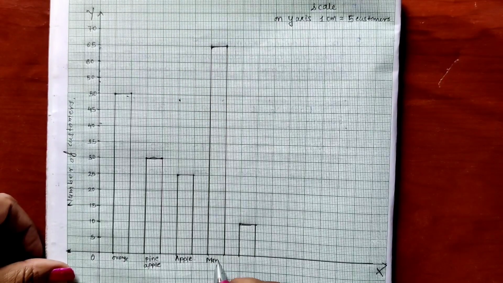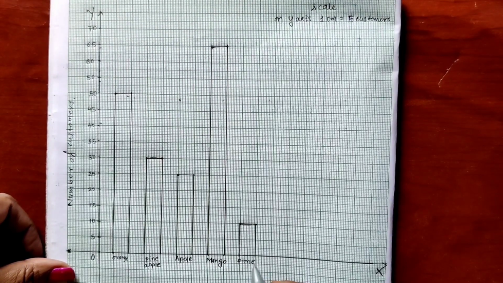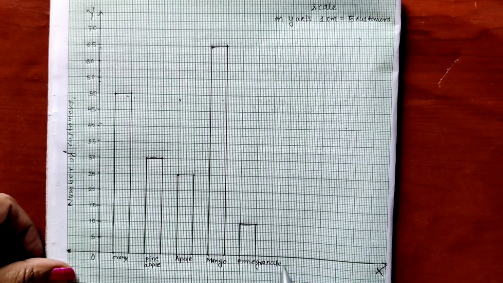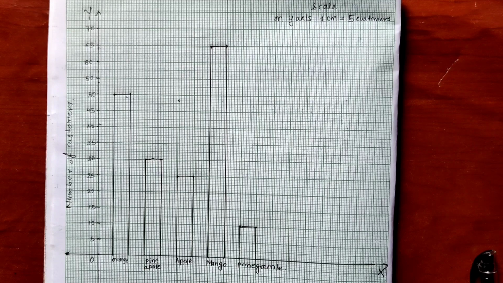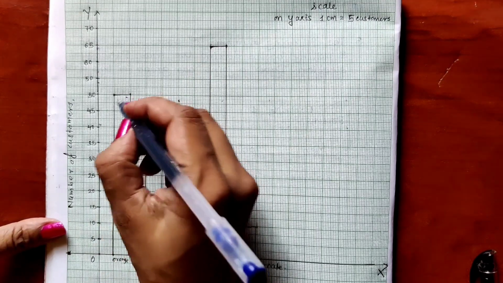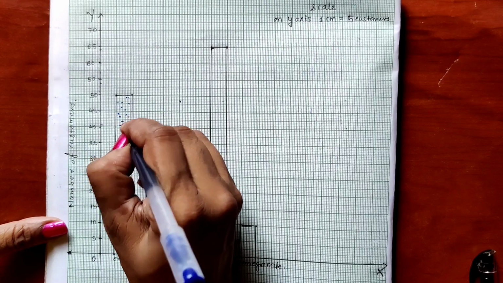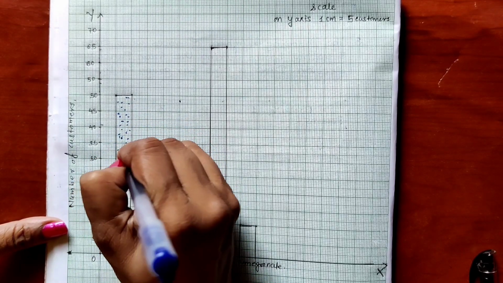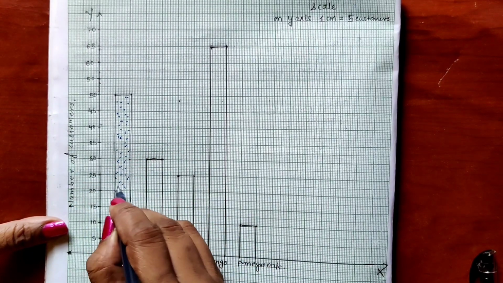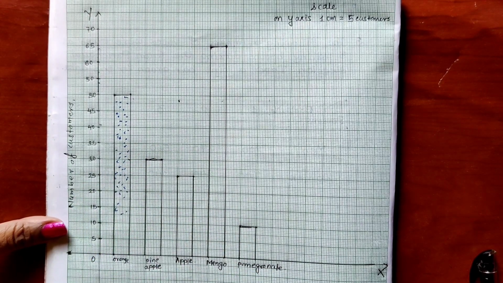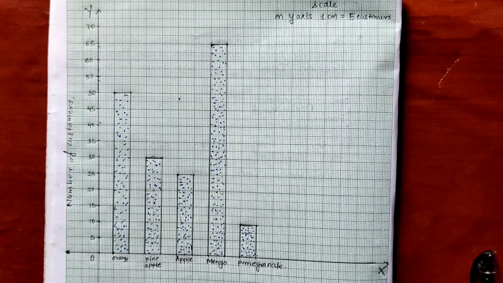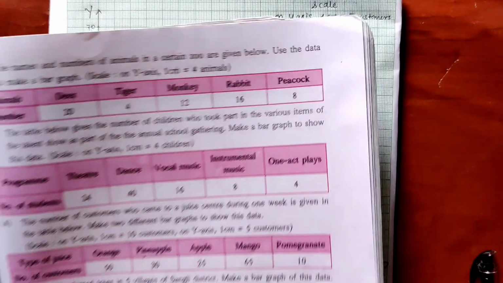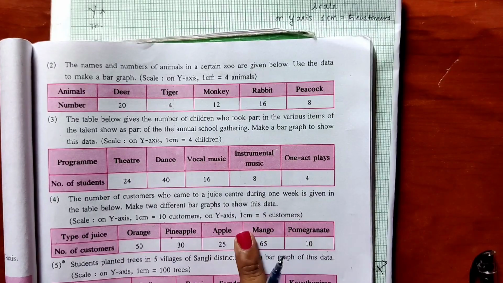This is for mango and this is for pomegranate. So in this way we have completed this bar graph. If you want you can fill it in with dots. I will be filling all these 5 bars and I will show you. So children, in this way I have filled in all the bars, all the columns, and this is my second type of graph where I have taken 1 centimeter is equal to 5 customers.